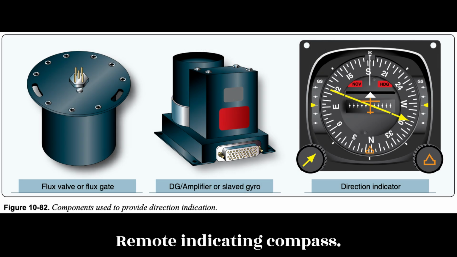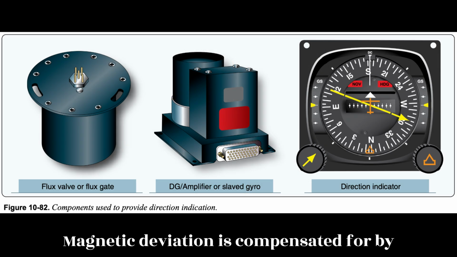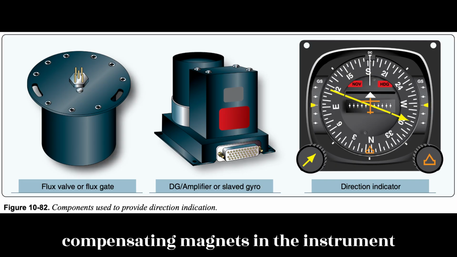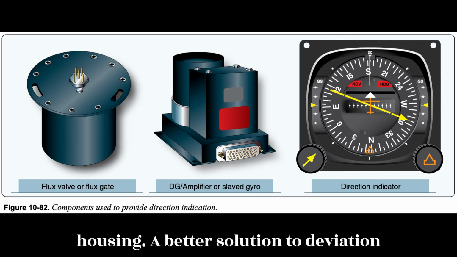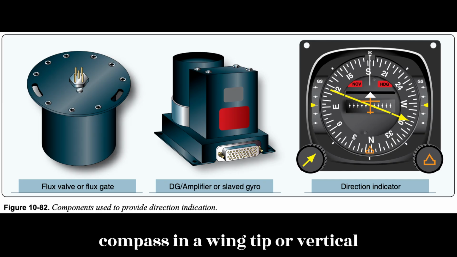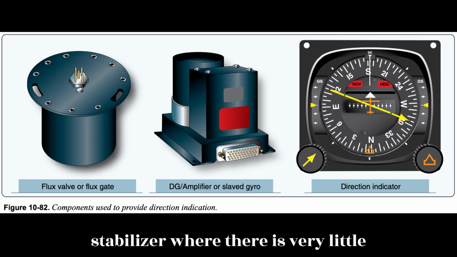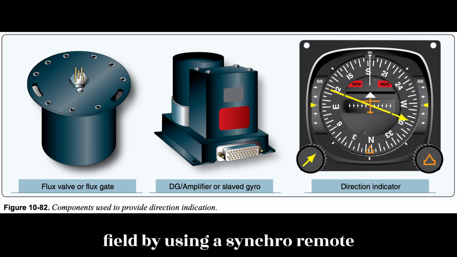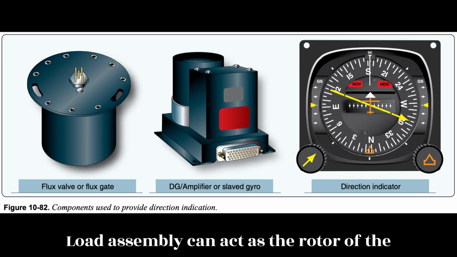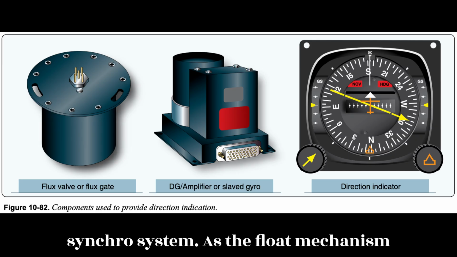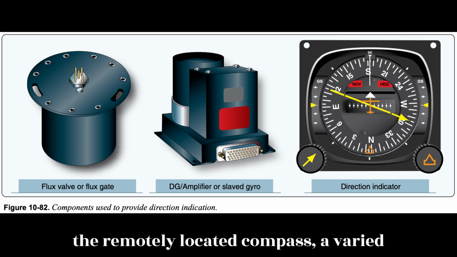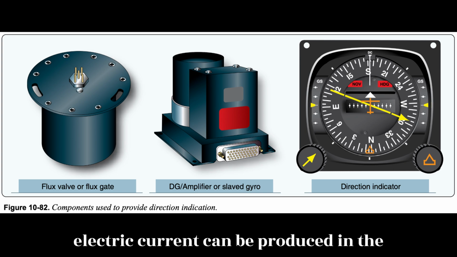Remote indicating compass. Magnetic deviation is compensated for by swinging the compass and adjusting compensating magnets in the instrument housing. A better solution to deviation is to remotely locate the magnetic compass in a wingtip or vertical stabilizer where there is very little interference with the Earth's magnetic field. By using a synchro remote indicating system, the magnetic compass float assembly can act as the rotor of the synchro system. As the float mechanism rotates to align with magnetic north and the remotely located compass, a varied electric current can be produced in the transmitter.